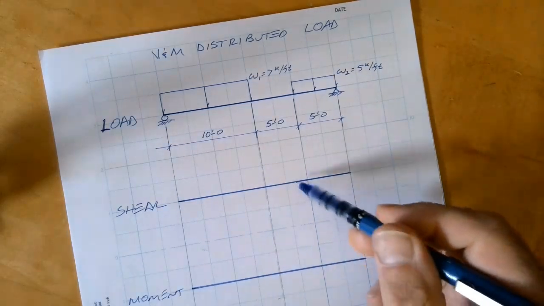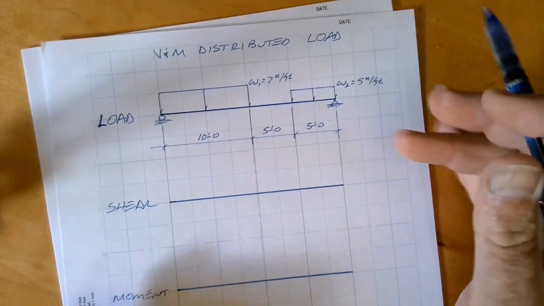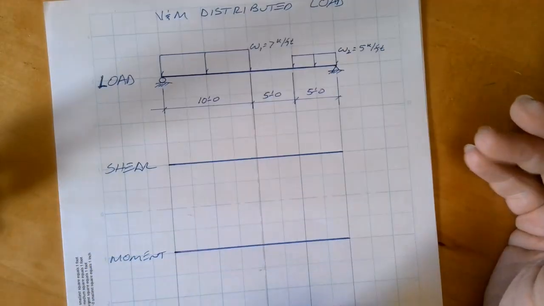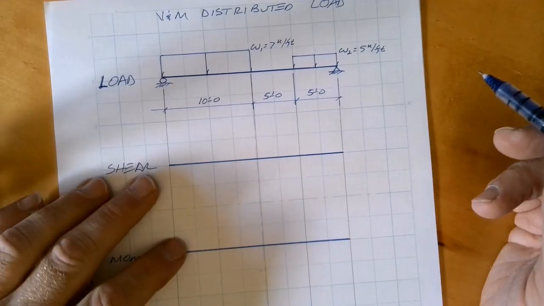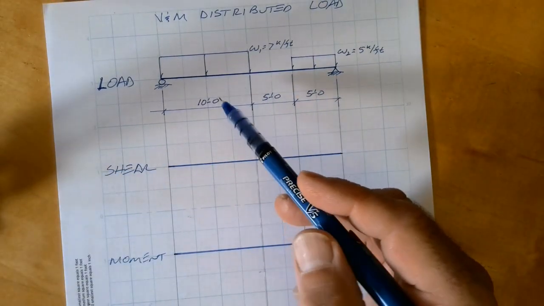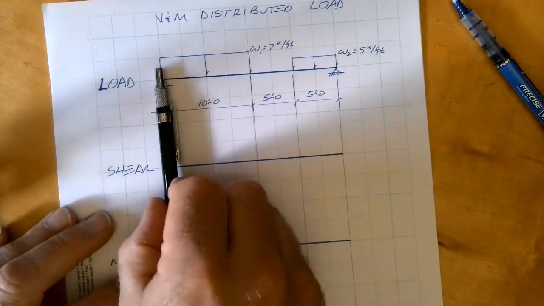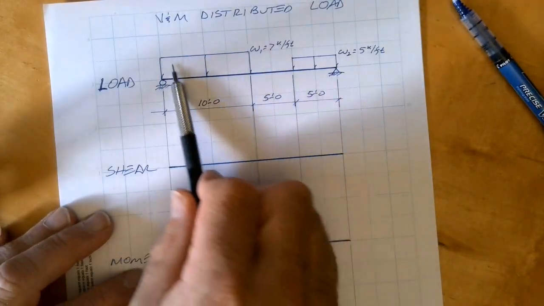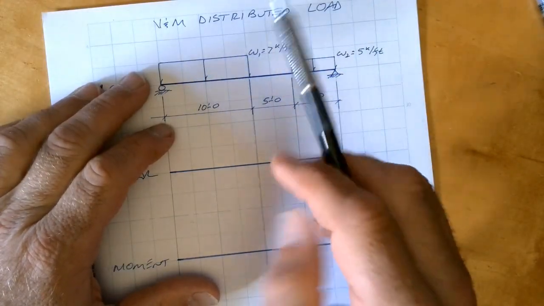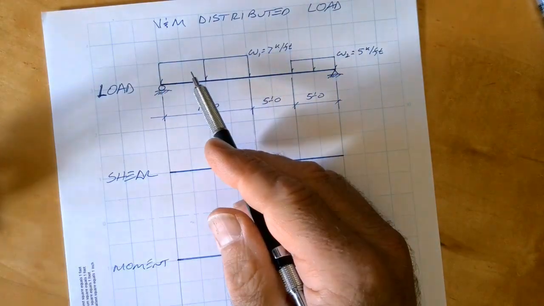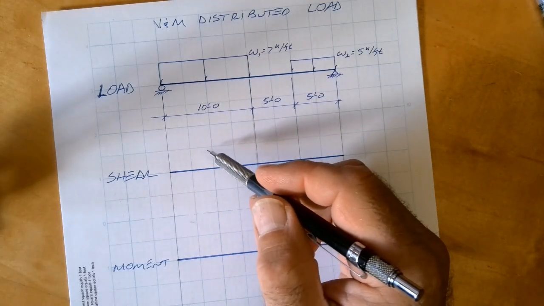I've drawn the beam and extended my lines down just to help me construct this cleanly. So let's begin by talking about the shape of the shear diagram. At any point as I move along the load diagram, with a distributed load, I would find the area of that, and that would be the magnitude of my shear.